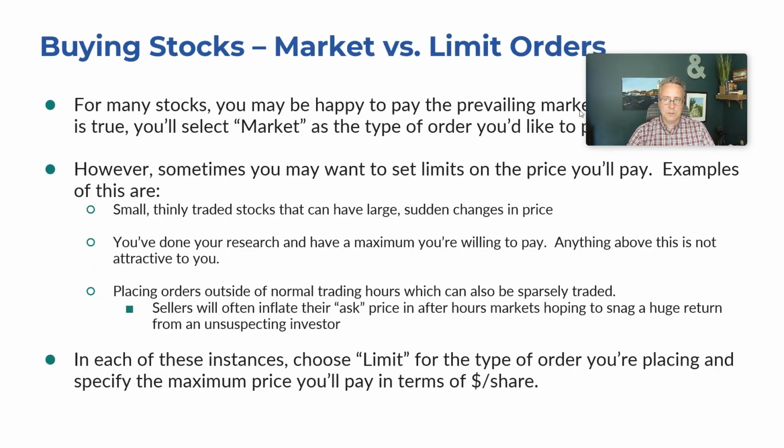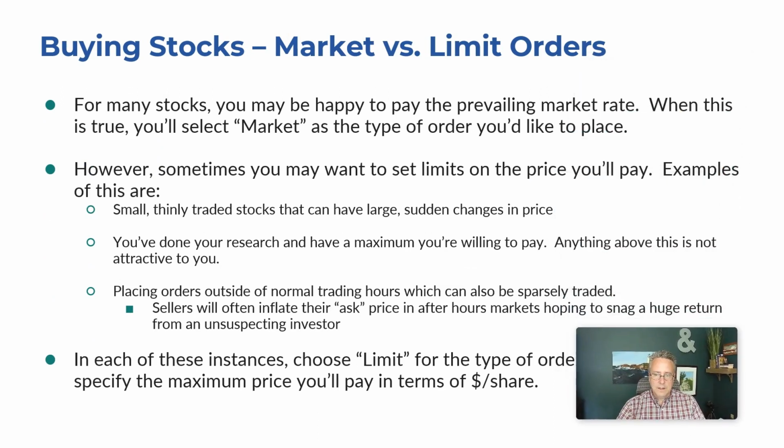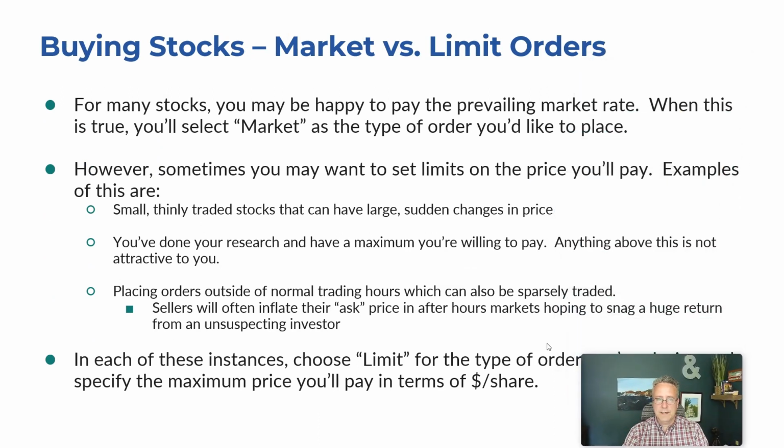So let's look at the actual buying. There's lots of times, if it's a large company, very actively traded, not moving around a whole lot minute to minute, you can just say, hey, I want to pay whatever the prevailing rate is. So when your trading platform asks you what type of order you'd like to place, you can select market. And that means as soon as you press buy, the trade will execute at whatever the current market price is at that moment.